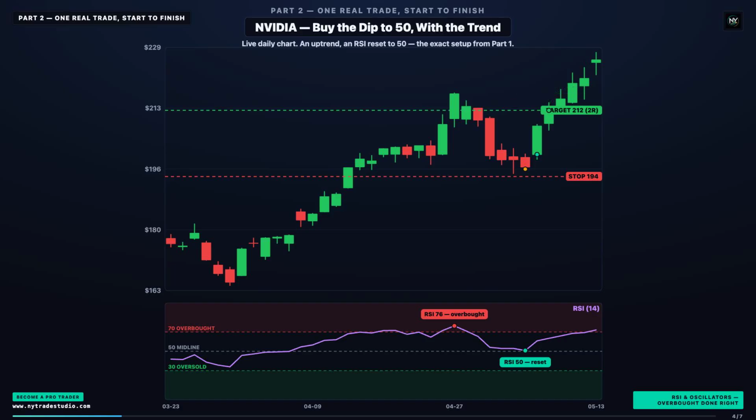So look at the 2 ways to play one chart. The beginner shorted the 76 overbought print and got run over, while we waited for the dip to 50 and got paid. 1 dip, 1 clean entry, 1 winner. That is RSI used the right way.